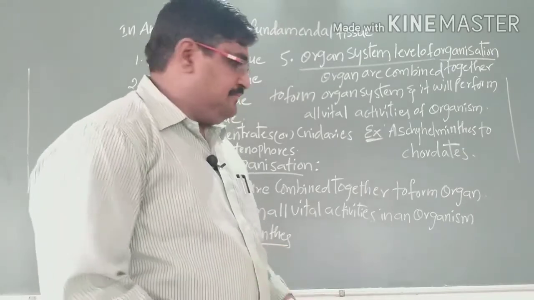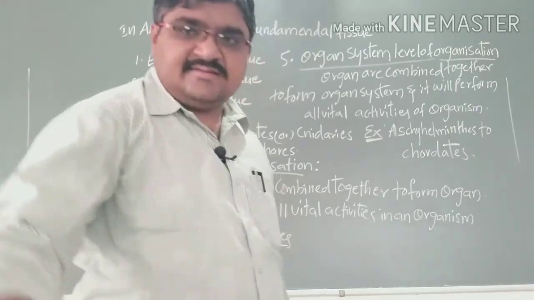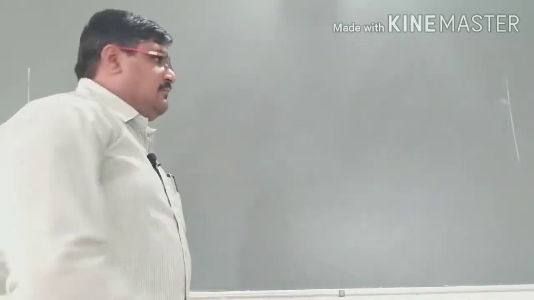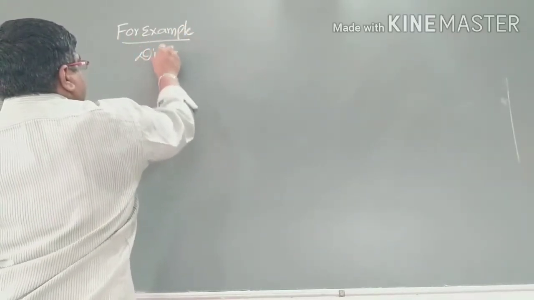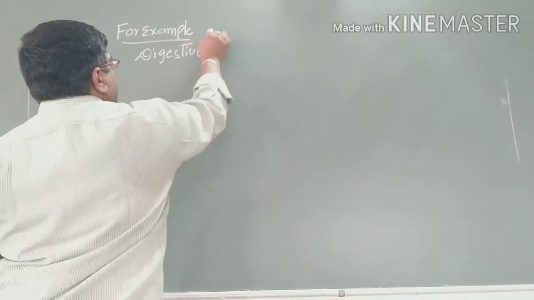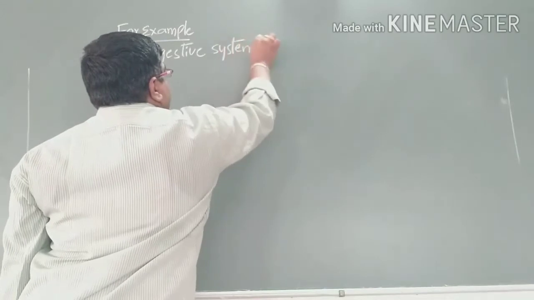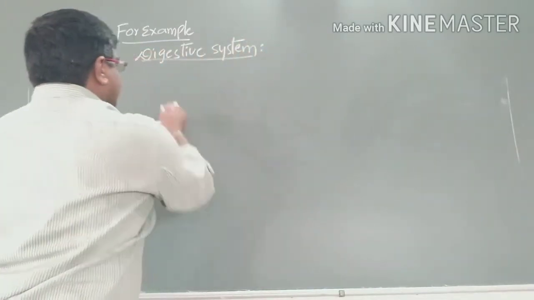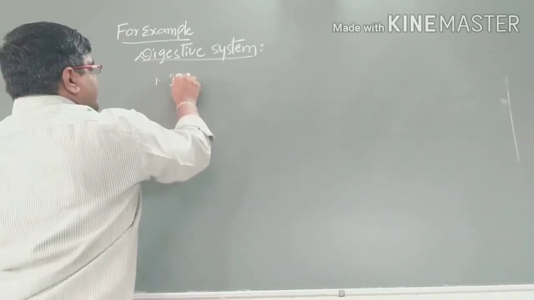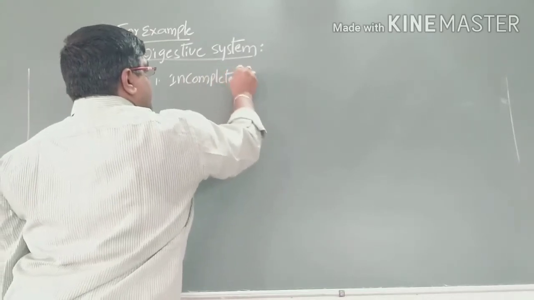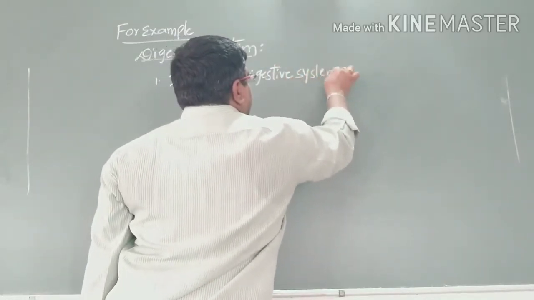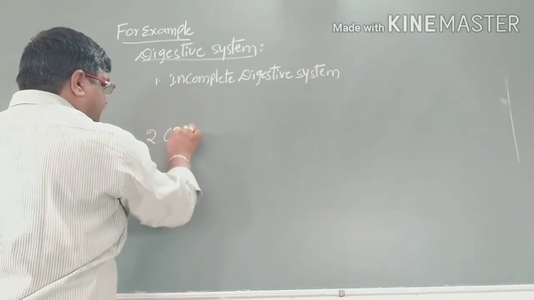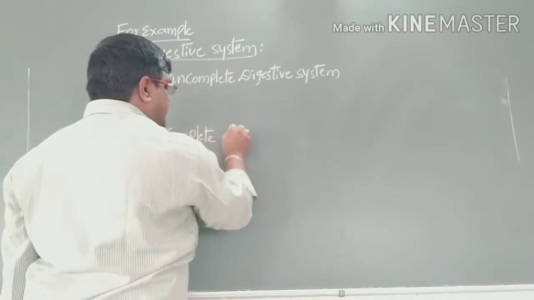For example, if it takes place in the digestive system, what are those? Now we'll discuss. Based on the digestive system, it is classified into two types. One is the incomplete digestive system, and the second one is the complete digestive system.